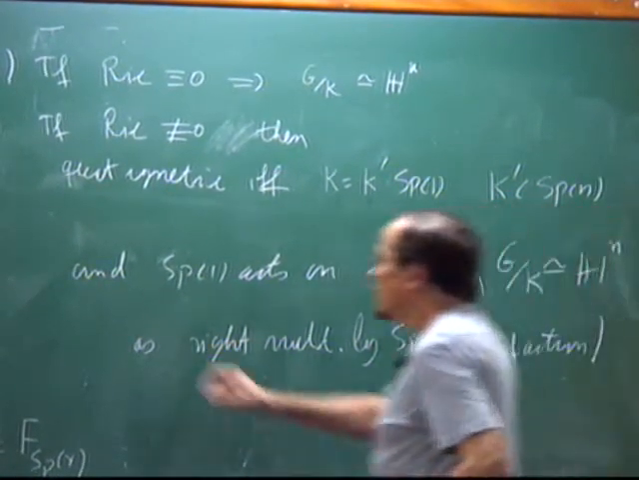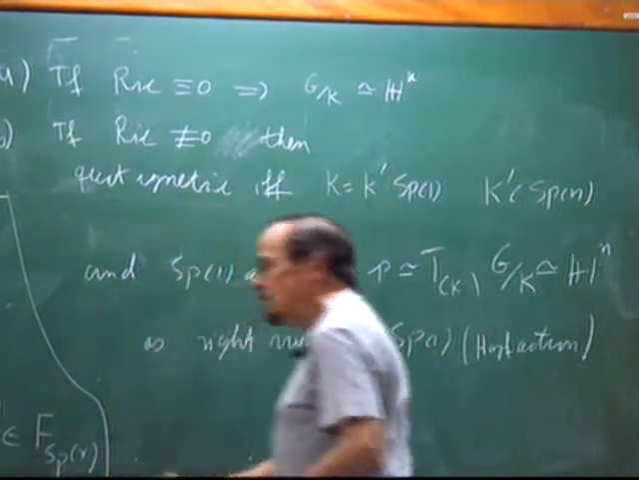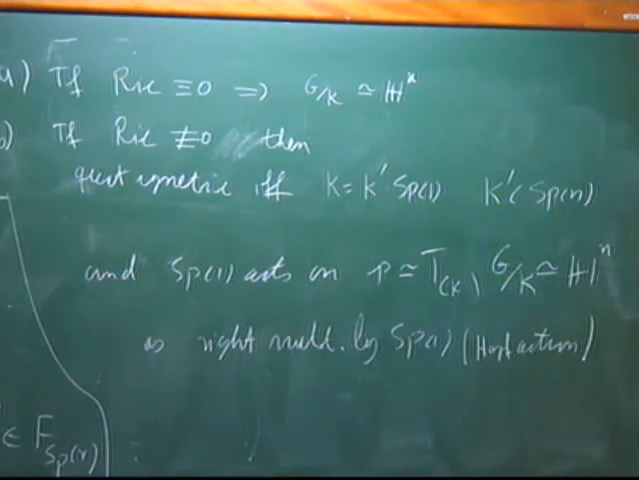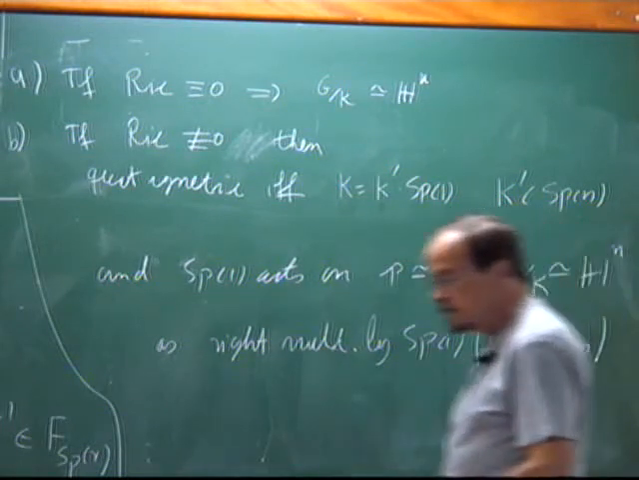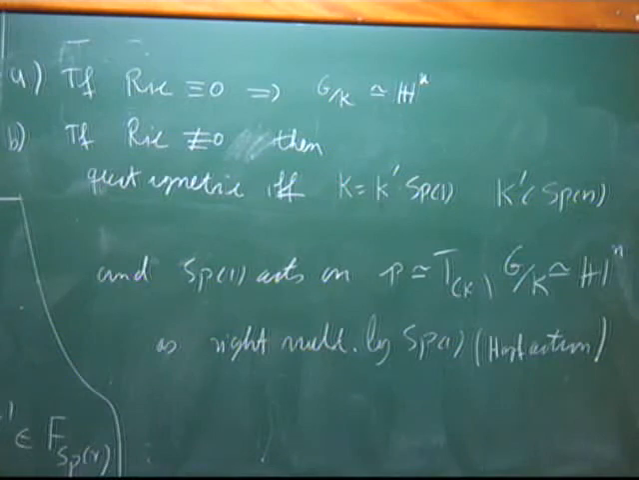So that's my analog of being Hermitian symmetric if and only if K is not semi-simple. K must split off from SP1, and that SP1 must act like the Hopf action on the tangent space. That's it. Let me maybe do some examples, some application of that.